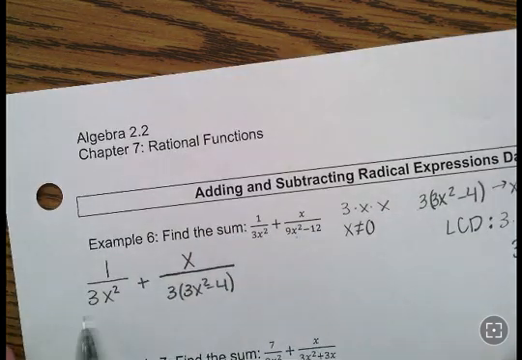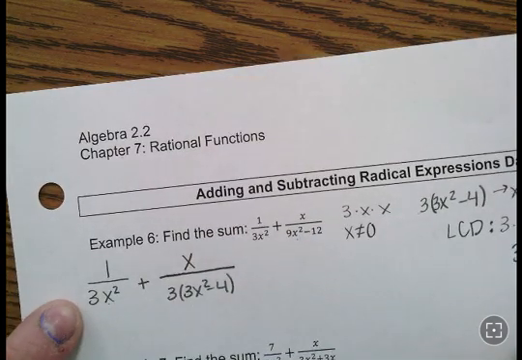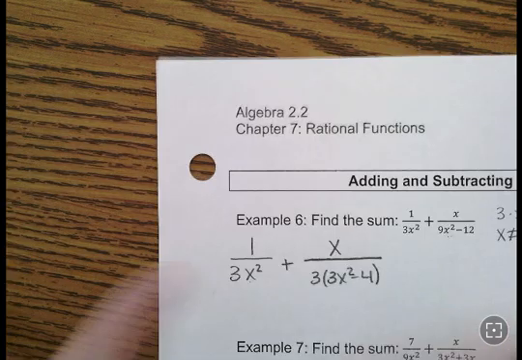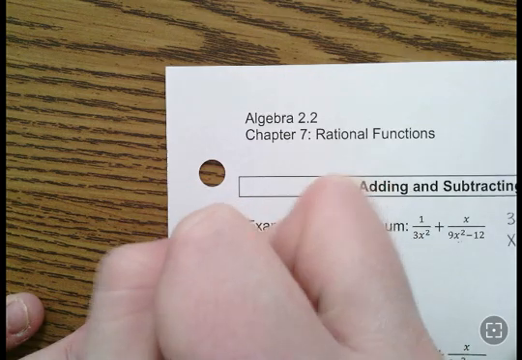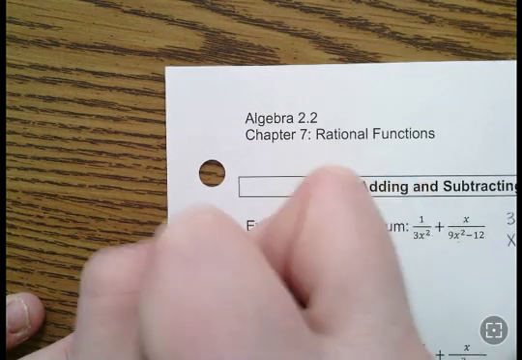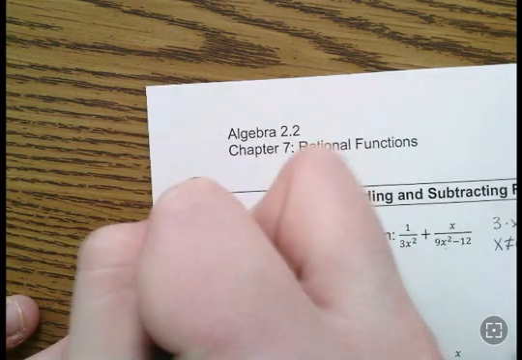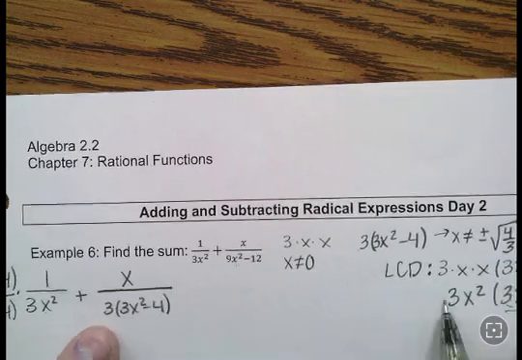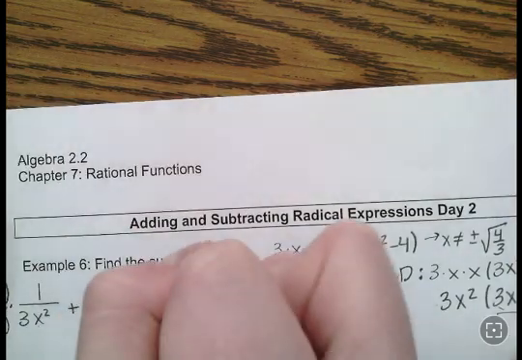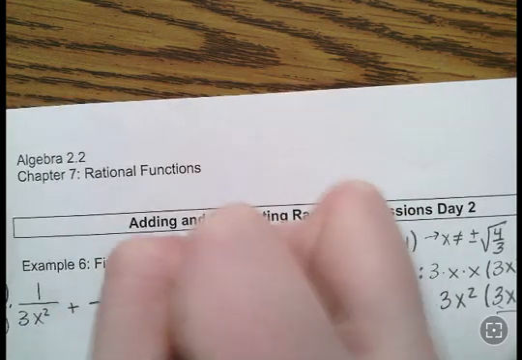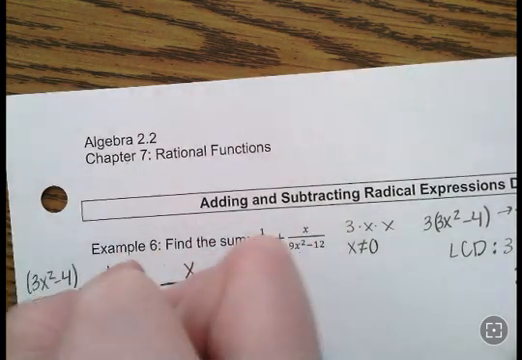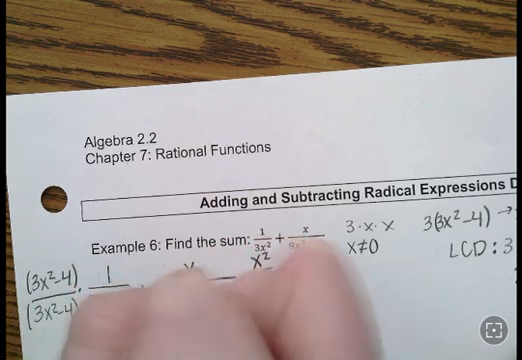Now we have to think, we need this denominator to look like the LCD. So what are we missing? We're missing the 3x squared minus 4. So we multiply the top and bottom by 3x squared minus 4. And this one has the 3 and the 3x squared minus 4, but it's missing an x squared on the top and on the bottom. And now we multiply. 3x squared minus 4 times 1 is just 3x squared minus 4.